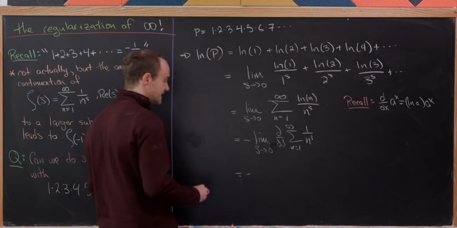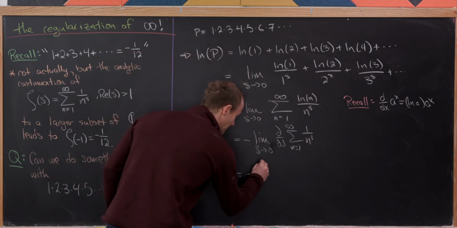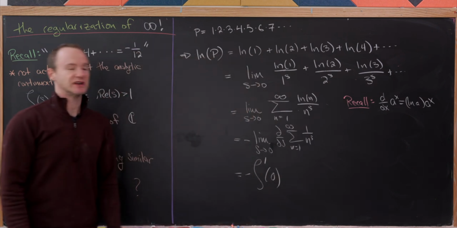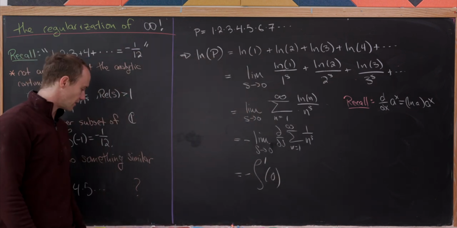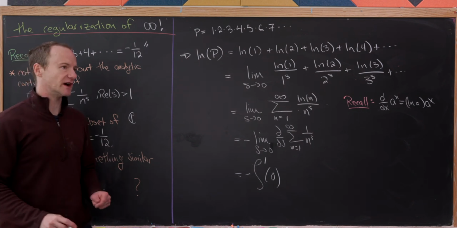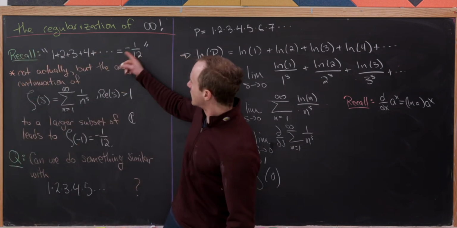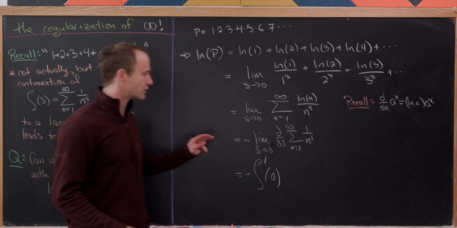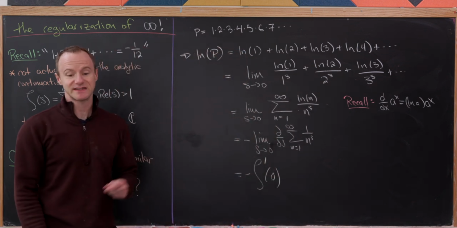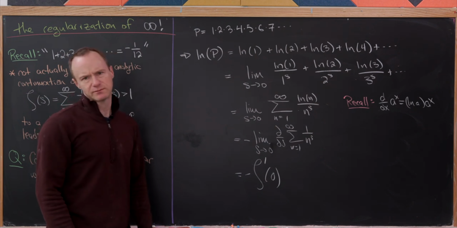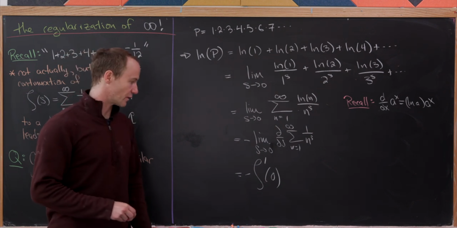In other words, this seems to be minus the derivative of the zeta function evaluated at 0. Well, this probably shouldn't be too surprising, because when we worked with the sum of natural numbers, we looked at the zeta function. And now when we're looking at the product of natural numbers, it seems like the zeta function is also important. It's just important in a slightly different way.